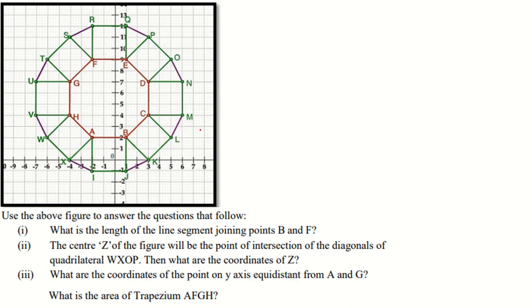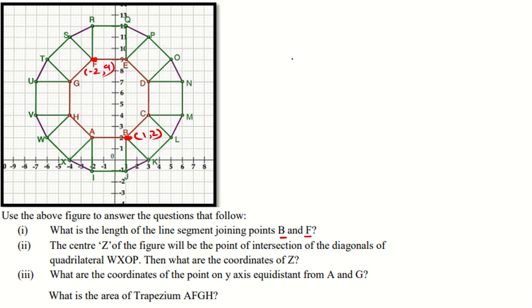Now some design is given to us, and we have to answer these questions. They ask, what is the length of the line segment joining the points B and F? B's coordinate is here, if you see. So what is the coordinate of B? 1, 2. Yes. And F's coordinate is here, in the third quadrant, so it is 1, 2 minus 2. This is (-2, 9).